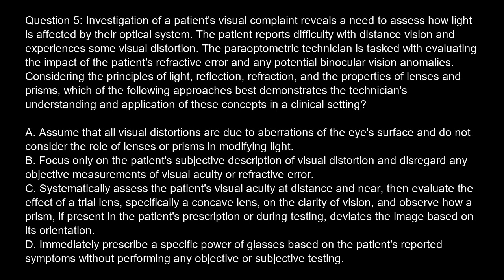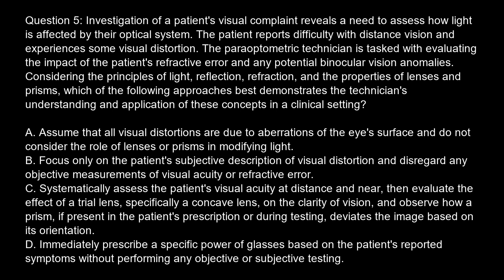Option A. Assume that all visual distortions are due to aberrations of the eye's surface and do not consider the role of lenses or prisms in modifying light. Option B. Focus only on the patient's subjective description of visual distortion and disregard any objective measurements of visual acuity or refractive error.